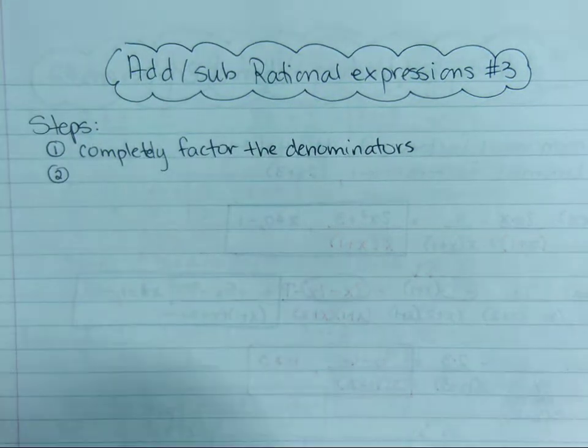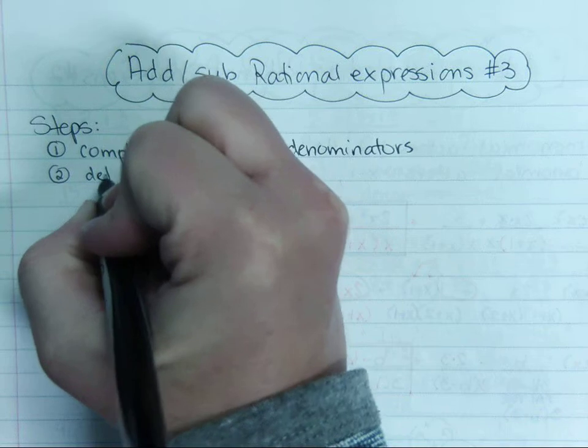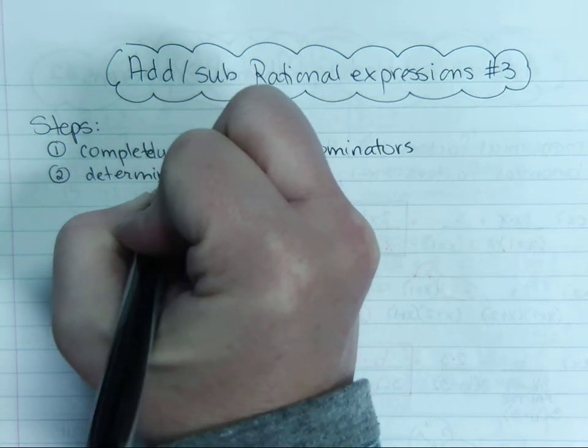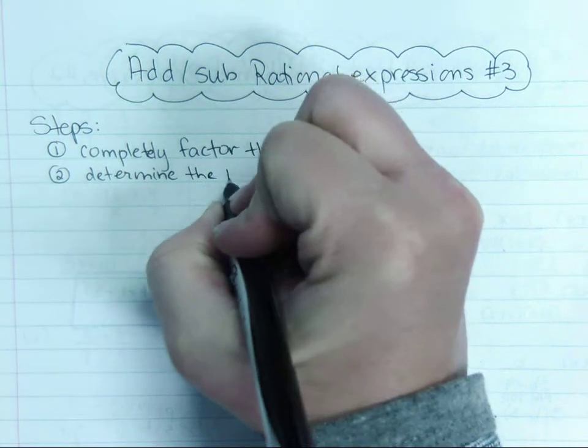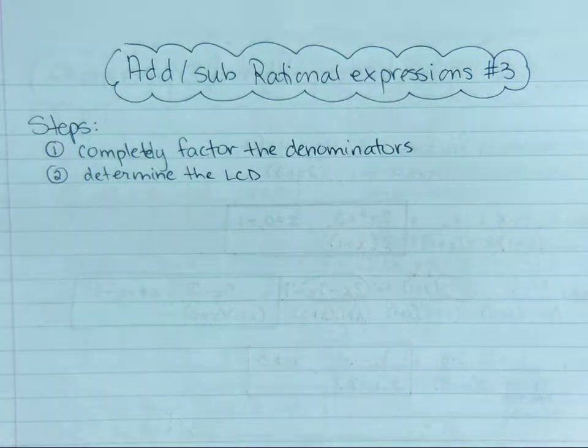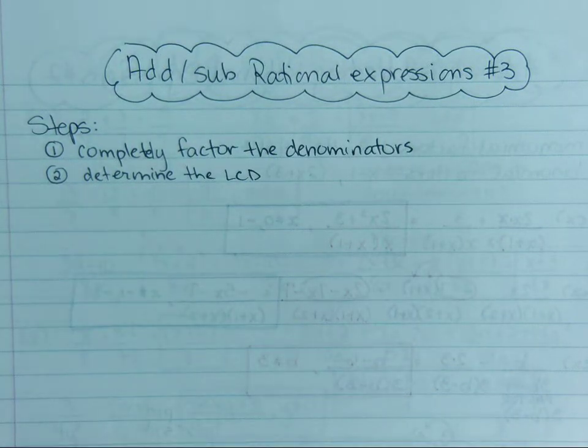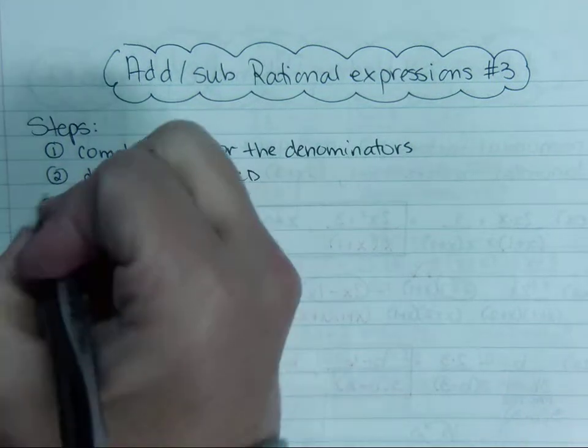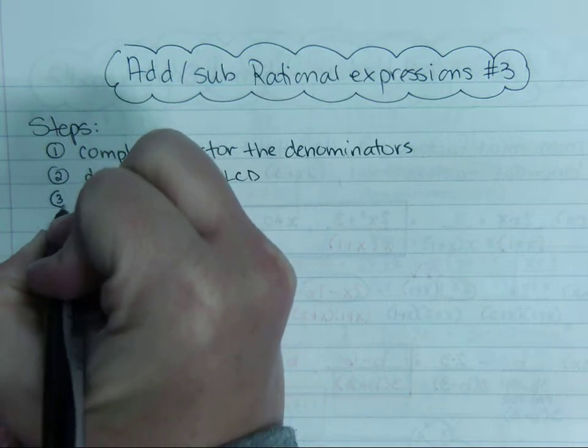The second thing you have to do is determine your LCD. So you want to look to see what factors you're going to need. Now that you're going to have a lot more factors, you need to make sure that you look to see what all of them are going to need to include. And then the rest is pretty much like what we've been doing.